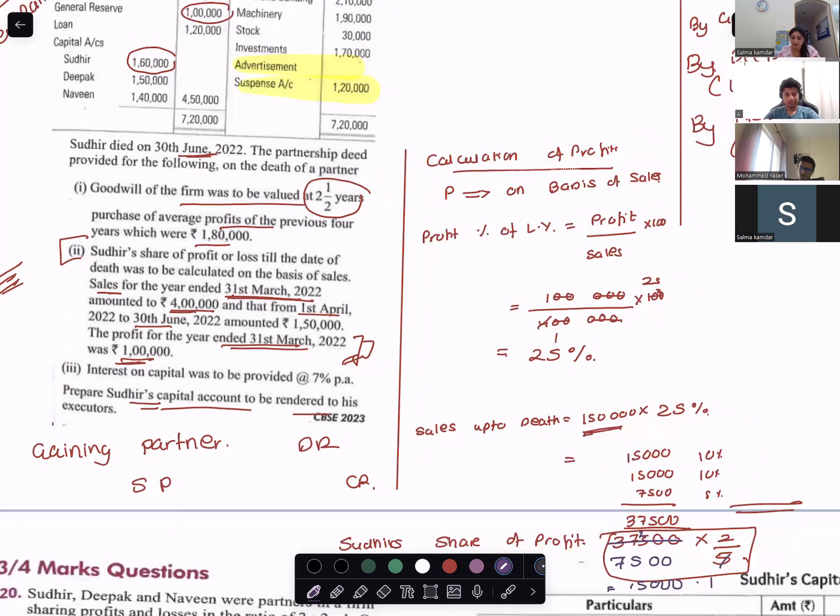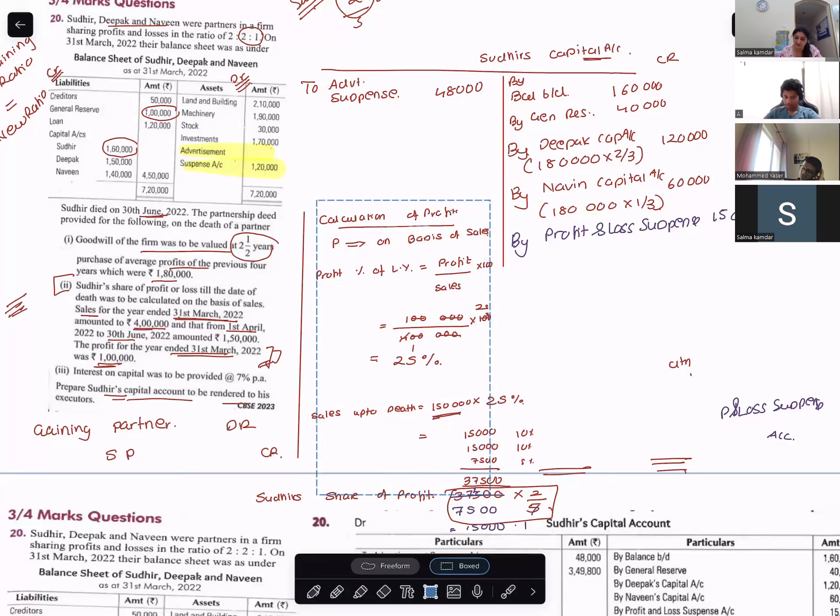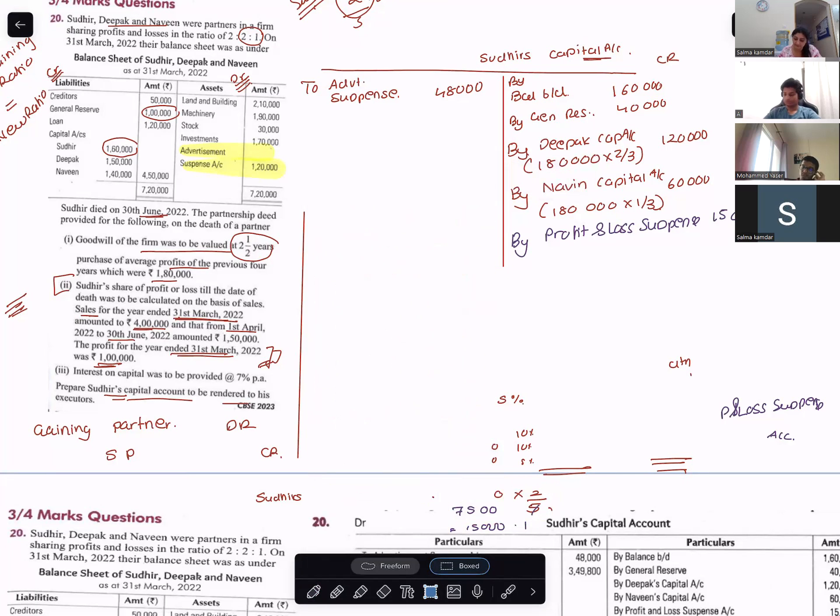The profit or loss up to the date of death is debited where? In the credit side of Sudhir's capital account, profit and loss suspense account is debited. Yes. So I will write by profit and loss suspense 15,000. Are you with me, or do you want me to pause it for some time? No, I'm with you.